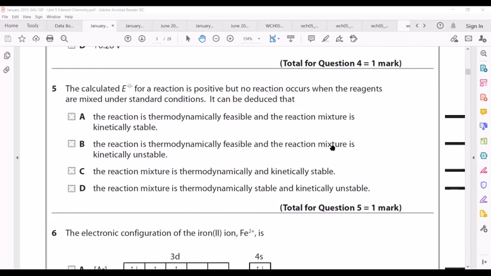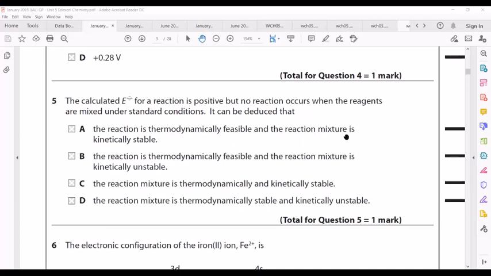Question 5. The calculated standard electrode potential for a reaction is positive, but no reaction occurs when the reagents are mixed under standard conditions. What can be deduced from this statement? What could be the right answer for this?